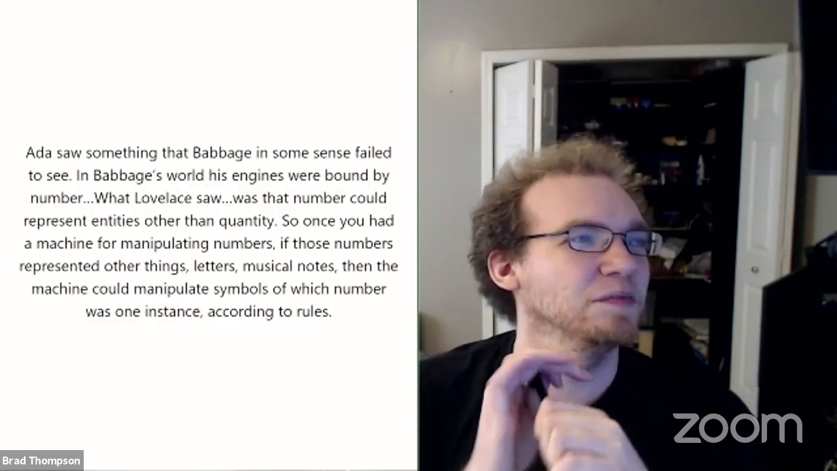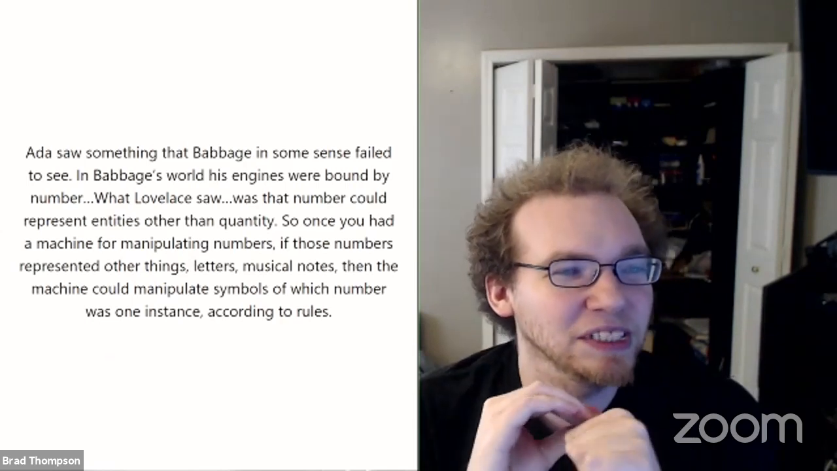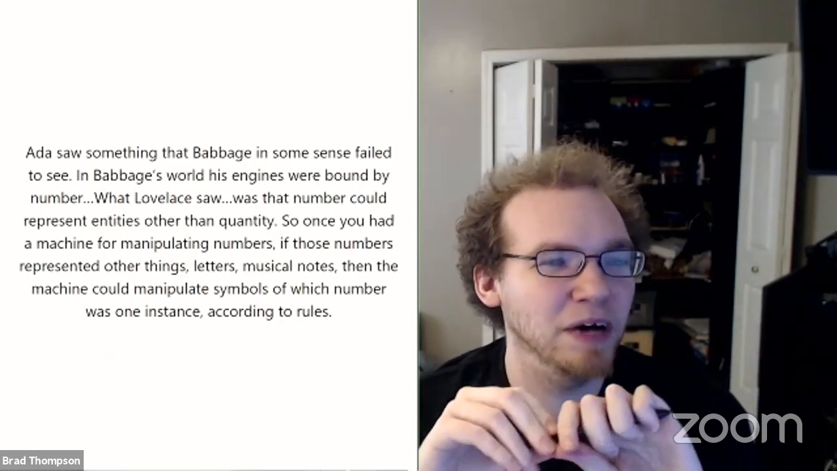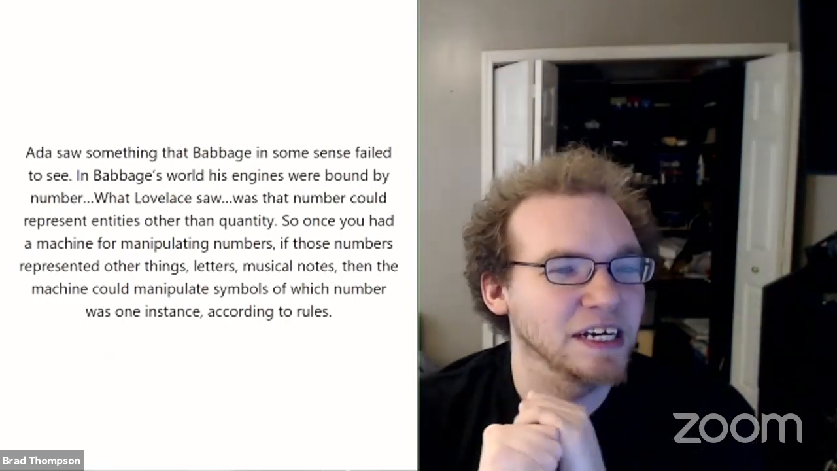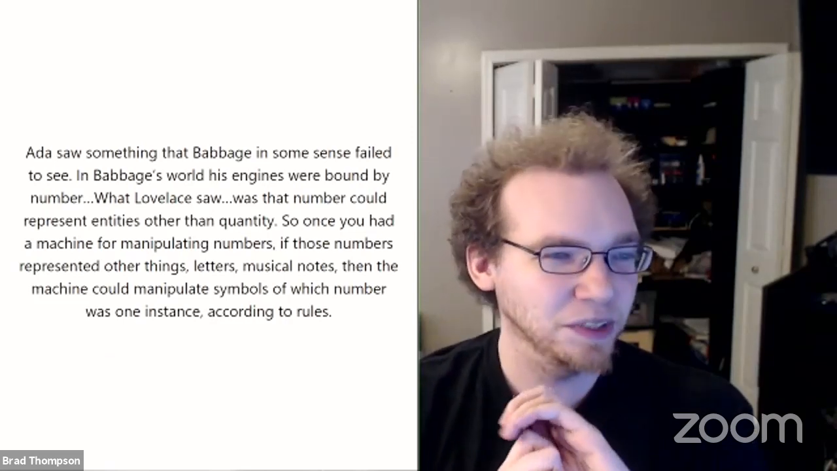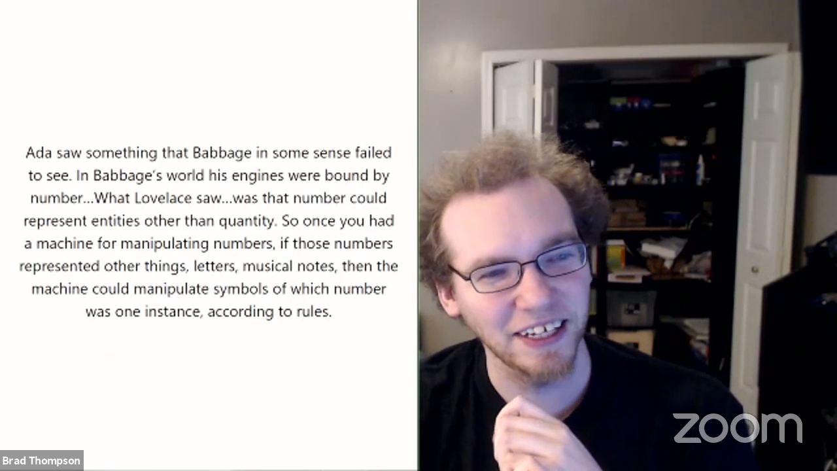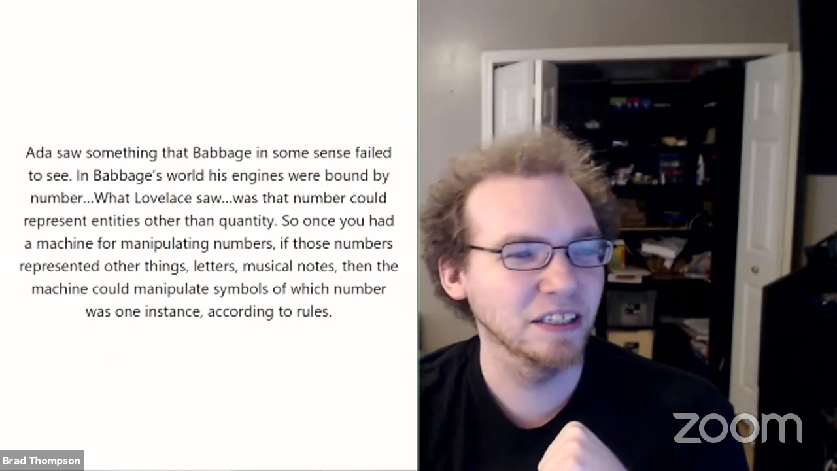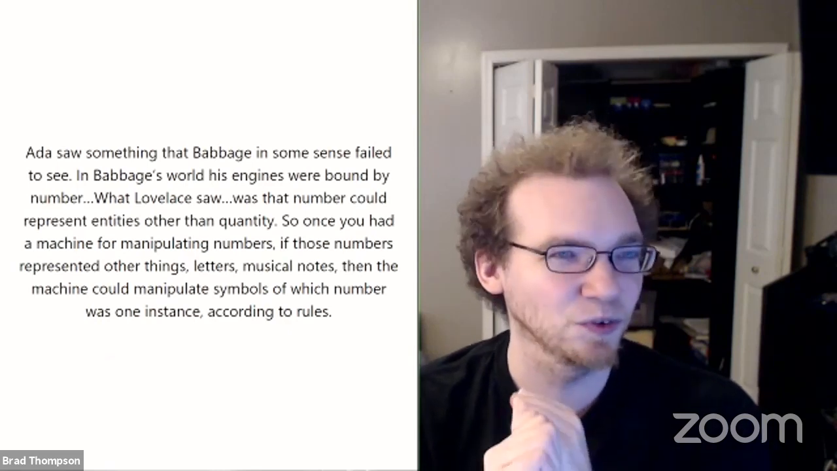So a quote from a biographer: Ada saw something in Babbage that in some sense he failed to see. In Babbage's world, his engines were bound by number. What Lovelace saw was that number could represent entities other than quantity. So once you had a machine for manipulating numbers, if those numbers represented other things like letters or musical notes, then the machine could manipulate symbols of which number was one instance according to rules.